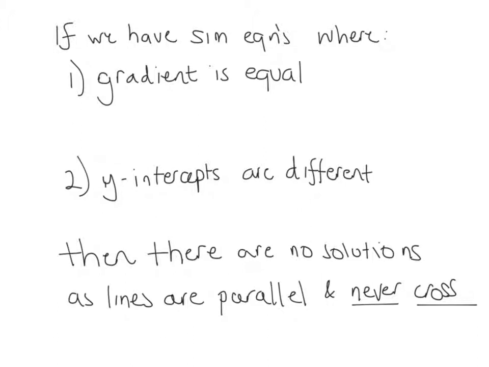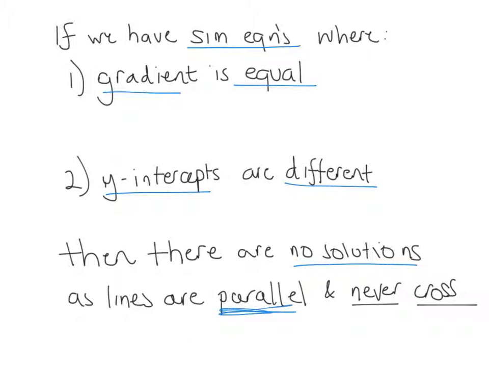Okay, with this next slide I've tried to spell out what I'm trying to illustrate by making this presentation. If we have simultaneous equations where the gradient is equal in each equation but the y-intercepts are different, there are no solutions to that set of simultaneous equations. So the lines are parallel and they'll never cross. So if you get a set of simultaneous equations and you can't find a solution, it could be because the lines are parallel and they never cross.